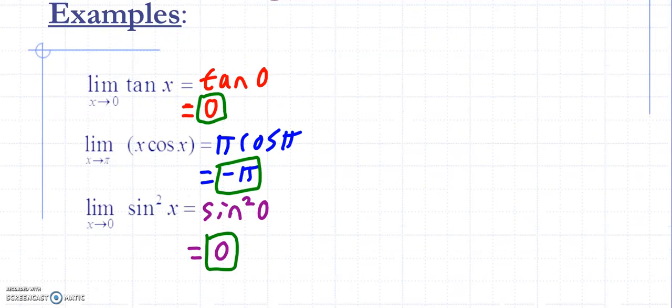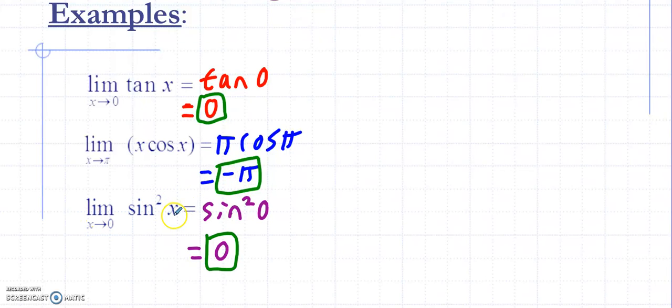Hopefully you got that the limit as x goes to 0 of tangent of x is 0, because we can do direct substitution, and the tangent of 0 is 0 from the unit circle. The limit as x goes to pi of x cosine x is pi cosine pi. What's the cosine of pi? Unit circle, -1. Very good. So this becomes negative pi.